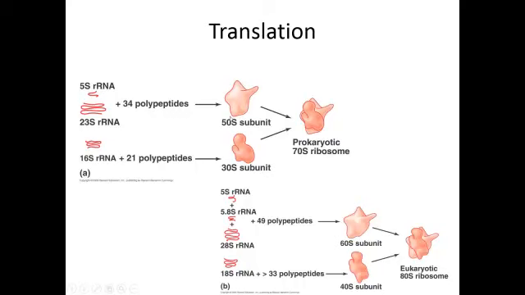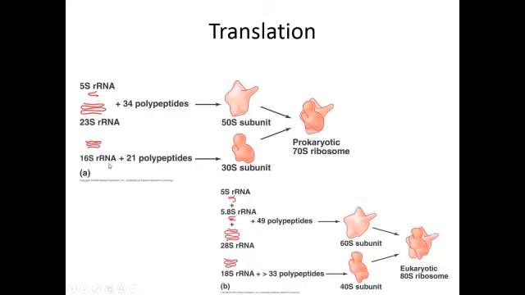The large subunit by itself is 50S. The small subunit by itself is 30S. And no, you didn't do your addition wrong. When the large subunit comes together with the small subunit, some of the projections get covered up, so it sediments at a faster rate than the two separately, if you were to add them together, would do.